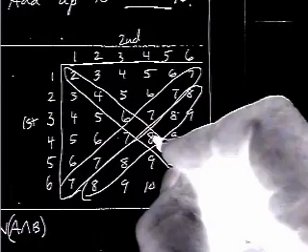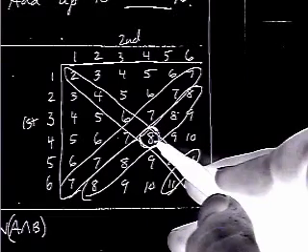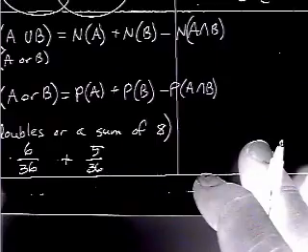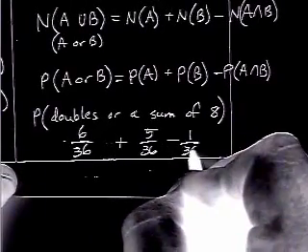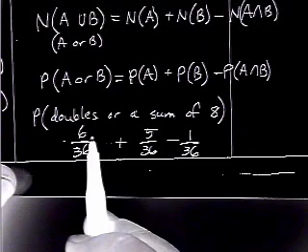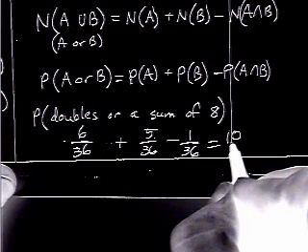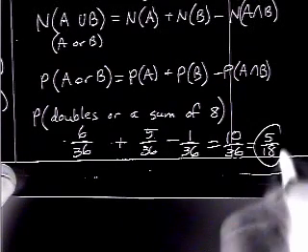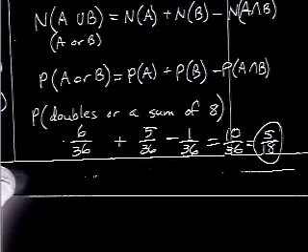But I want you to notice something. They overlap in one spot. So we have counted that situation twice. Therefore, in order to finish this off, we must subtract that 1 out of 36, since we counted it twice. So 6 plus 5 is 11, minus 1 is 10 out of 36, or 5 out of 18, is the probability of getting doubles or a sum of 8.